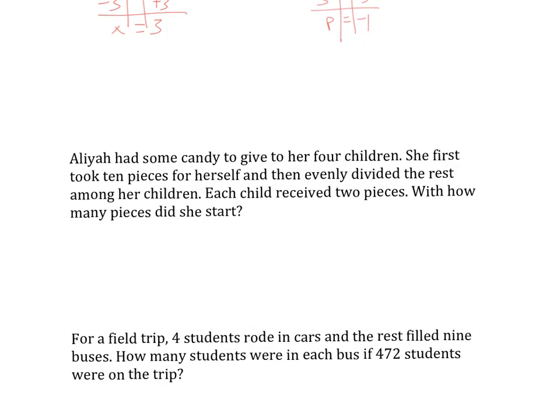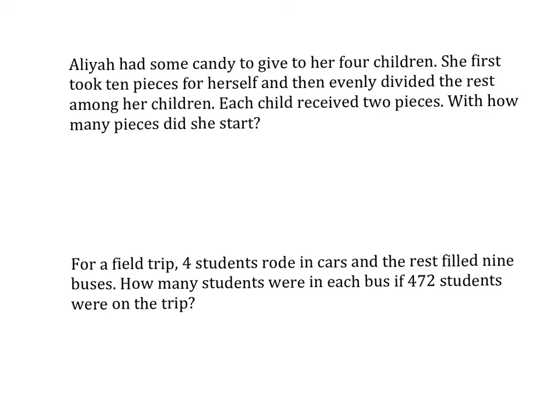Okay. Now let's look at a few word problems. Aaliyah had some candy to give to her 4 children. She first took 10 pieces for herself and then evenly divided the rest among her children. Each child received 2 pieces. With how many pieces did she start? All right, now this is a little tricky, so let's go through and highlight the important information. Aaliyah had some candy. That's going to be our variable, so I'm going to call that C. She had some candy. We don't know how much. And it says to give to her 4 children. She first took 10 pieces for herself.